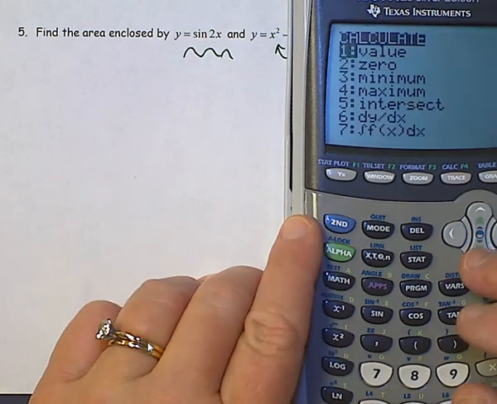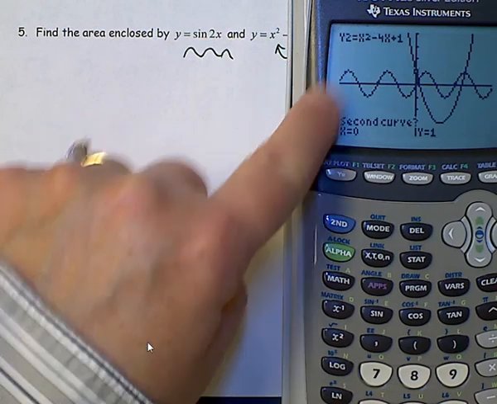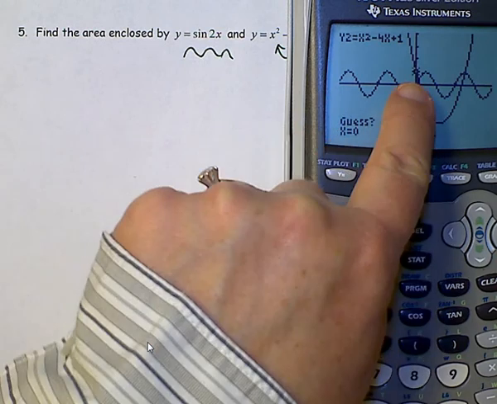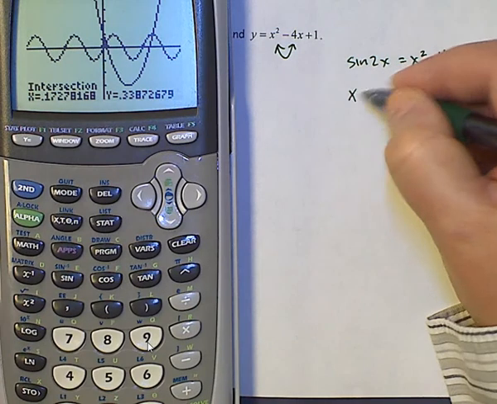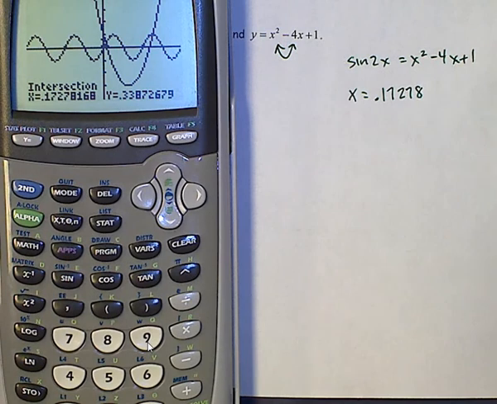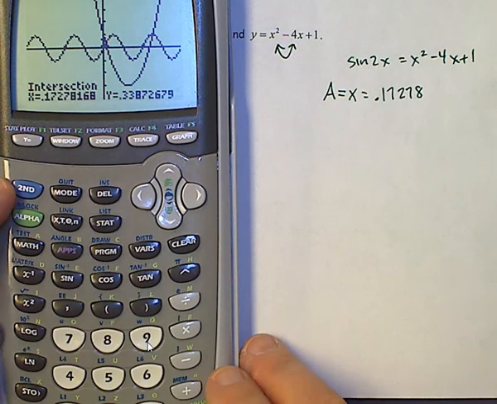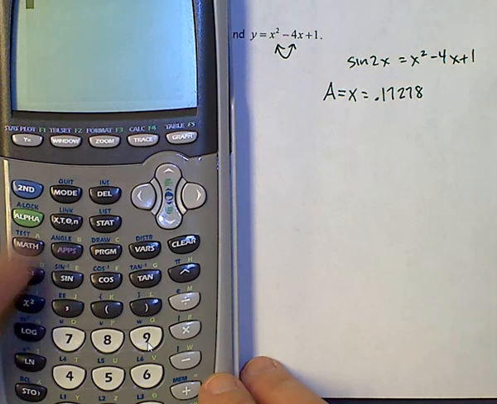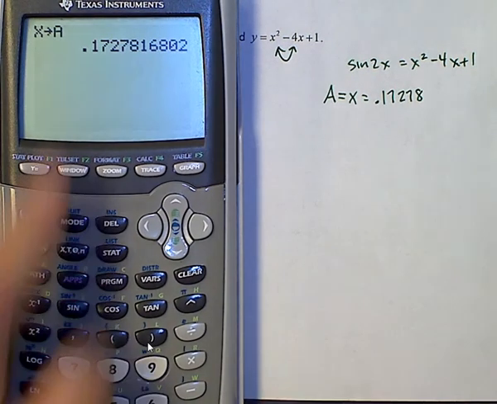Second calc, intersect. It's automatically going to select your curves for you. There's y1, there's y2. Guess, the cursor is right there, so we'll just use that as our guess. There's my first intersection point, x equals 0.17278, and so forth. I'm going to store this as letter A. That way I don't have to round in the middle of the problem, because you definitely don't want to do that. So I'm just going to quit this, and say x store alpha A, and it will repeat the value that you had.